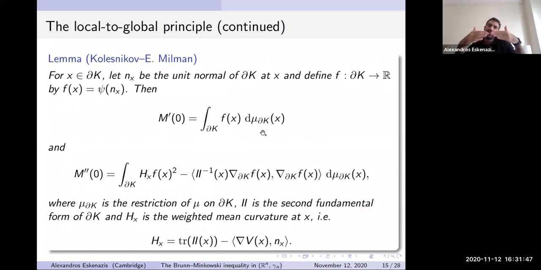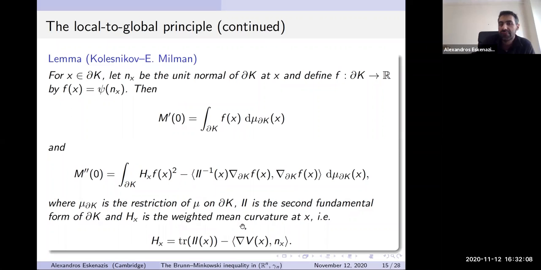Okay, so what's happening here is that we have our set K, we are pushing it in the direction of psi, and you want to check the infinitesimal difference, right? So what you have is indeed that you measure psi, because that's really what f is, on the boundary with respect to this measure. So this, in fact, is not very hard to prove.